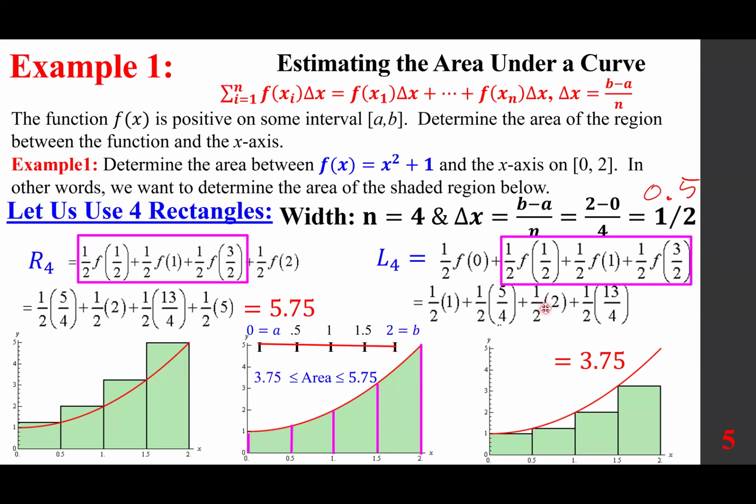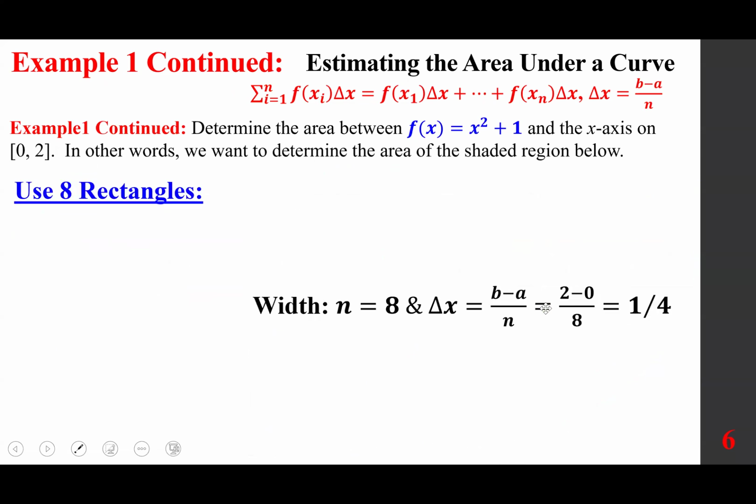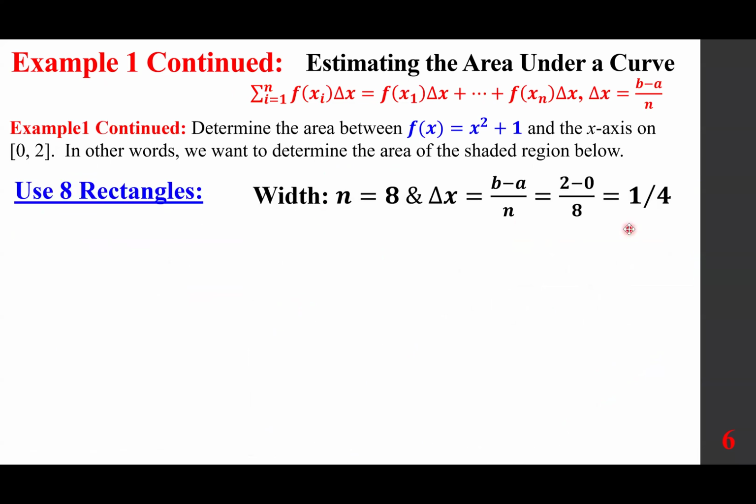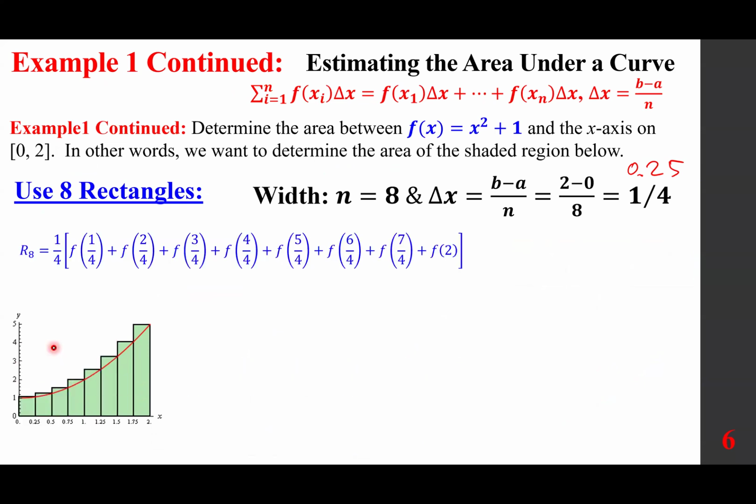Now we're going to repeat the same question, but this time with 8. So delta x becomes smaller, 2 minus 0 over 8, or 1/4, or 0.25. And as you can see, it looks better already. So we plug in 1/4, this is delta x, f of 1/4 or 0.25, f of 0.5 or 1/2 or 2/4, and the rest of them, you put into a calculator, it gives you 5.1875.